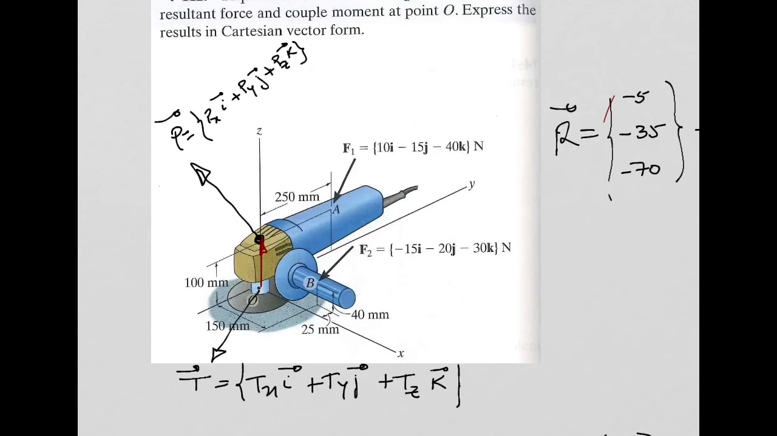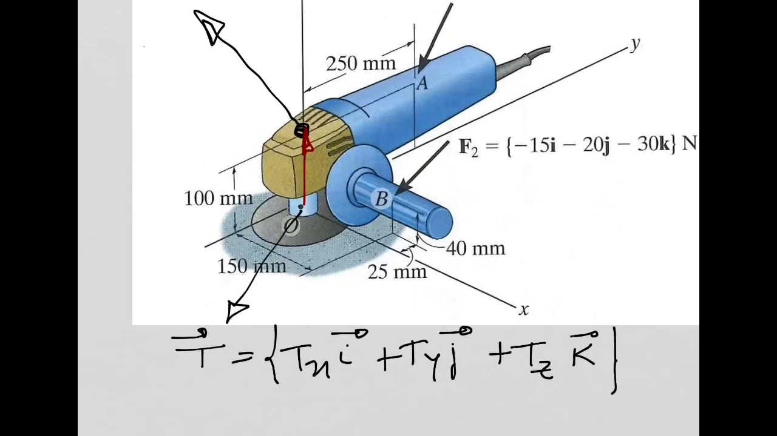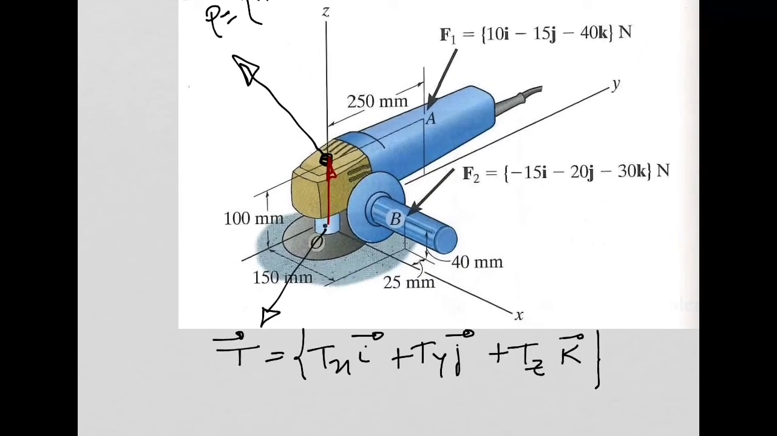Yes? Why don't we have any moments produced by T? Okay, I can explain here in this drawing. So let's focus on the moment produced by this force T about point O, right? We need to have a position vector connecting point O with the application point of the force T. What is the application point of force T? Force T is applied at point O, right? So that position vector is a null vector.